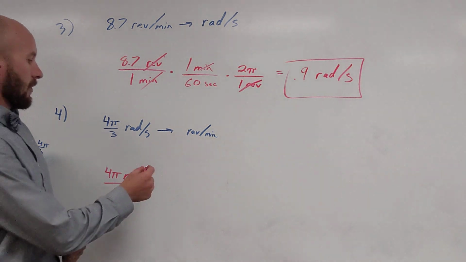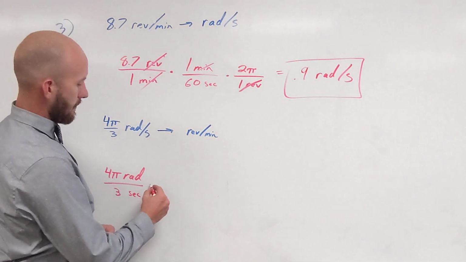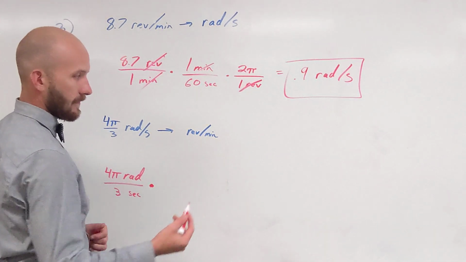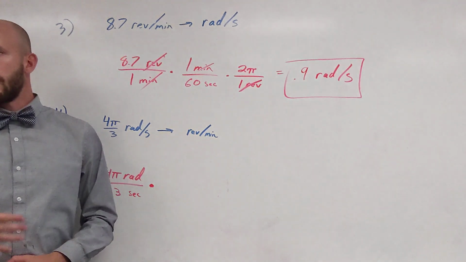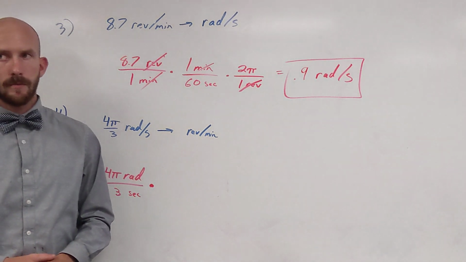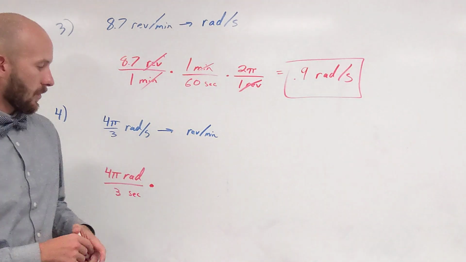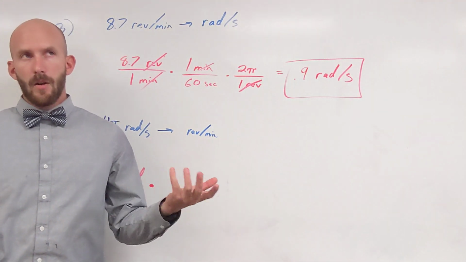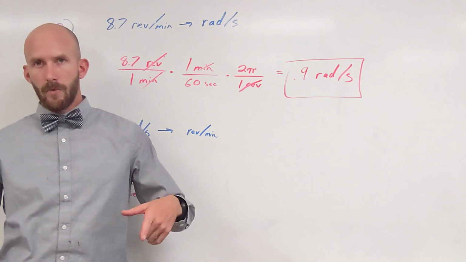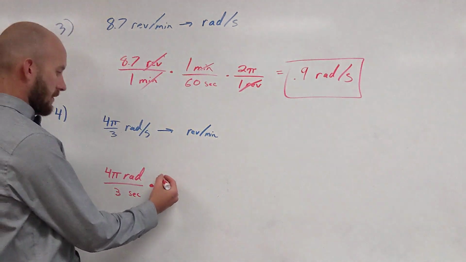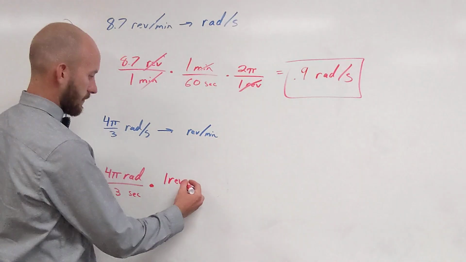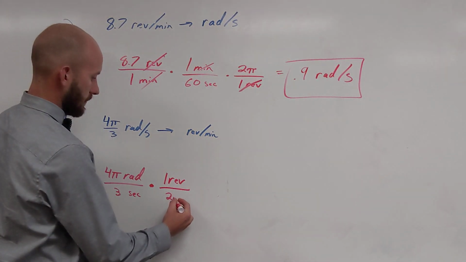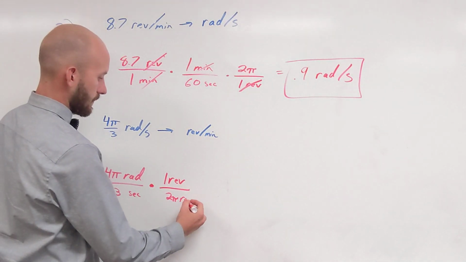So I just need to convert this to revolutions per minute. Which one do you want to convert first, the radians or the seconds? Radians to revolutions, okay. What's my conversion factor? 2 pi over 1. 2 pi radians is 1 revolution. So this is where we're doing, I'm not understanding the point. Do we ever have to divide the fraction?